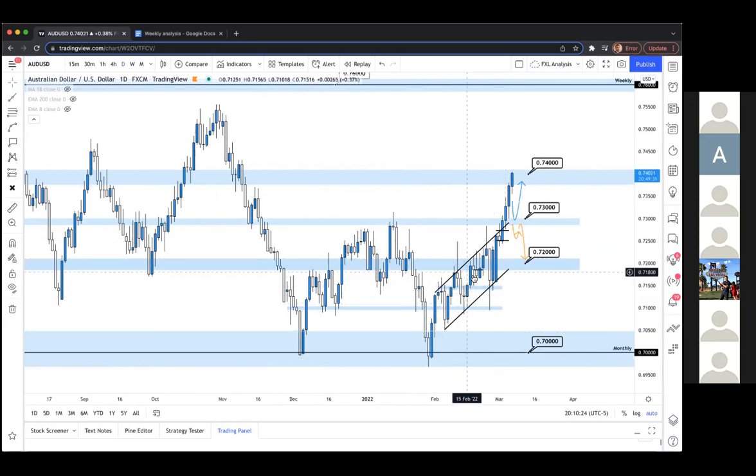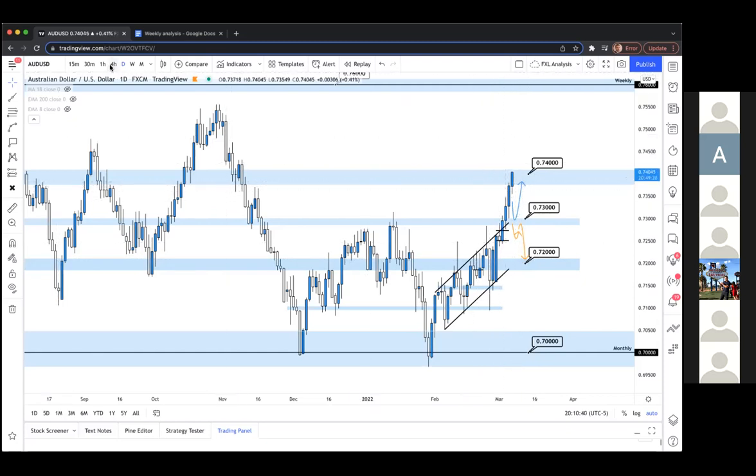We saw a nice bullish channel here, and then our eyes were at 0.72. This was the key zone. We finally broke that, and then we've been bullish since. This thing has been rallying since this break and retest of 0.72. So we are newly bullish without structure on this time frame.